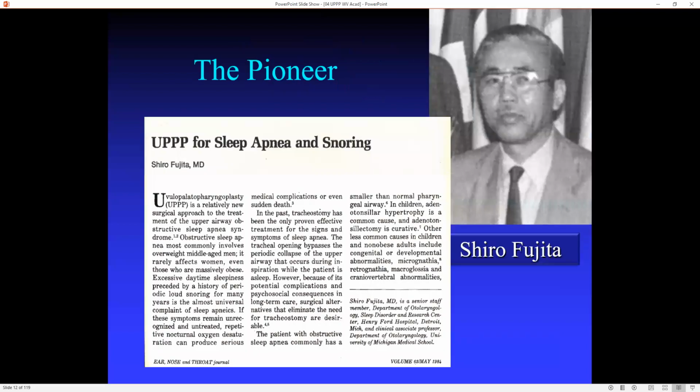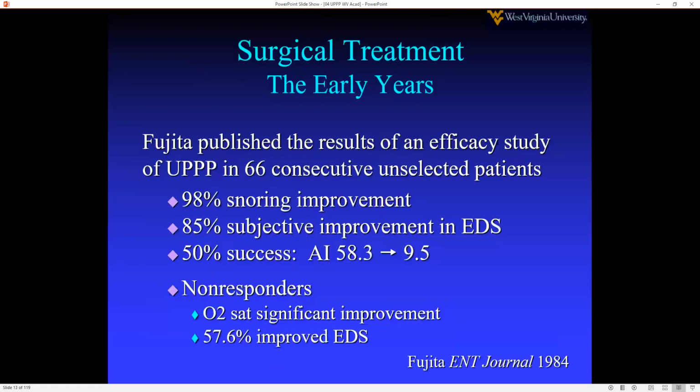Well, he came up with a second paper in 1984, and this looked at 66 consecutive unselected patients in his center. He had a 98% improvement in snoring, and you'll see with UPPP, snoring pretty much resolves. There was 85% subjective improvement in excessive daytime sleepiness, but looking at the apnea index, a 50% success rate. The non-responders, however, did improve their sleepiness, and their O2 saturation improved as well.